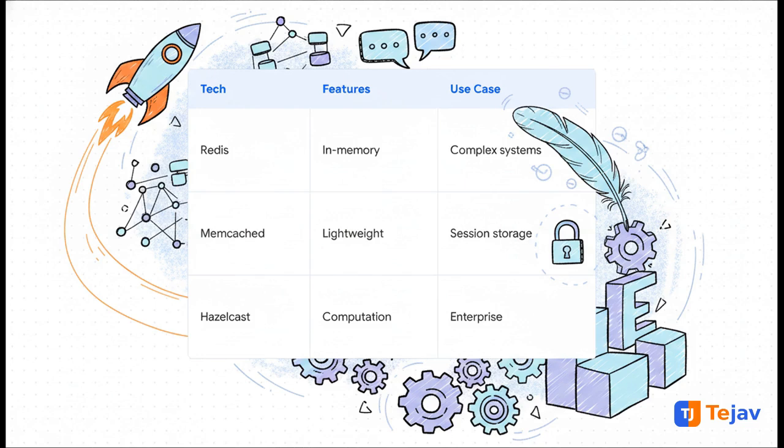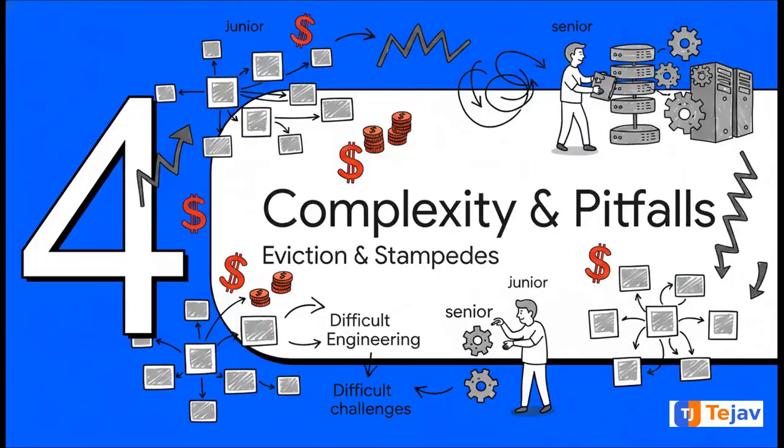Then you've got Memcached. This is your highly efficient, super lightweight option, perfect for simple query caching and session storage. And finally, Hazelcast, which brings heavy distributed computation capabilities to the table, making it a favorite for massive enterprise systems. Section 4. Complexity and pitfalls.